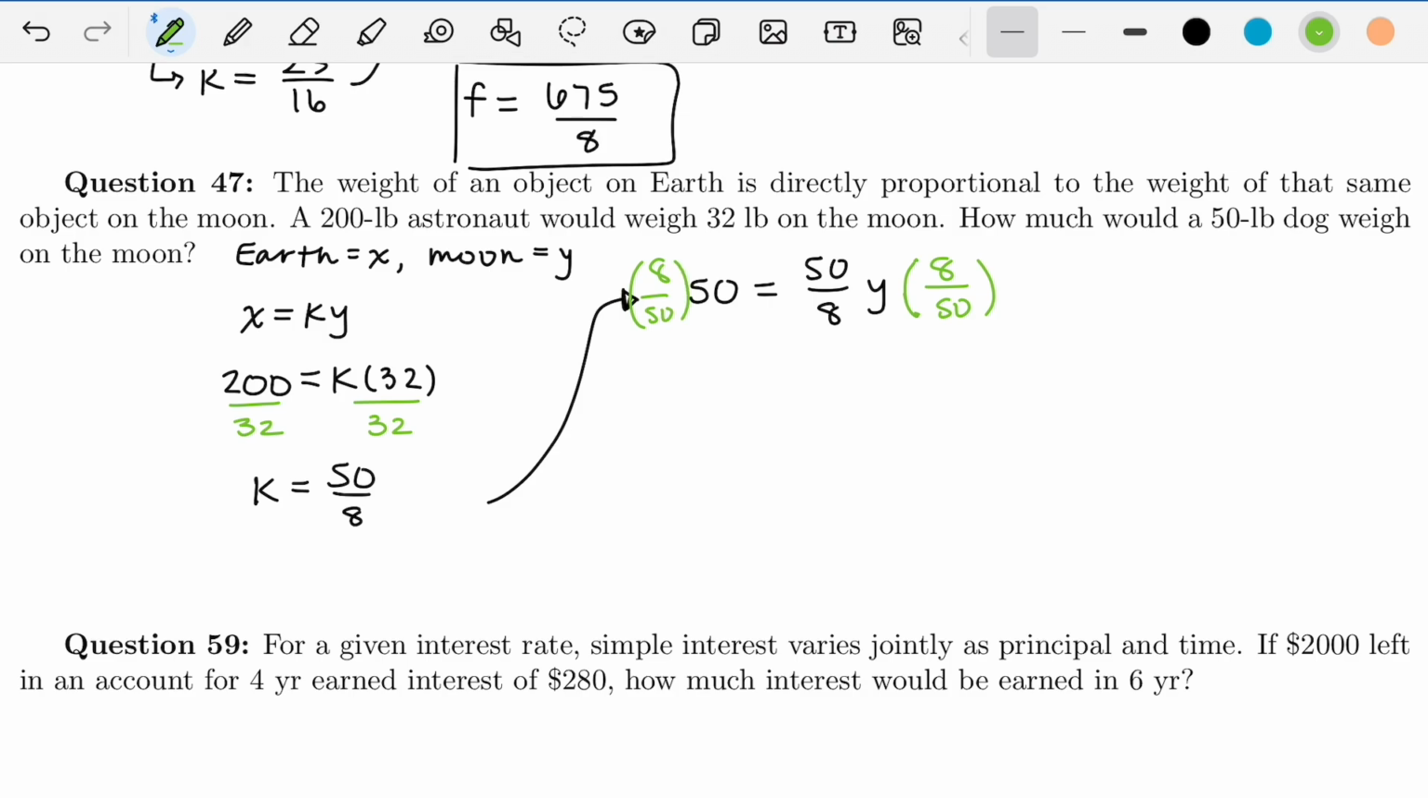Now doing that, these guys cancel and so do these. And then notice on the left-hand side of our equation, these 50s cancel also. So we're actually just left with 8 is equal to y. So this means a 50-pound dog would weigh 8 pounds on the moon.